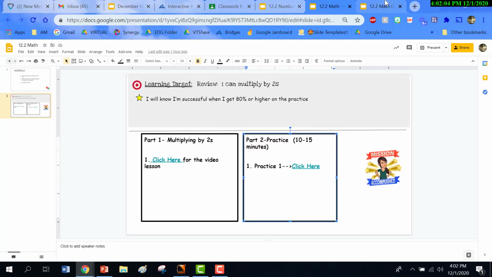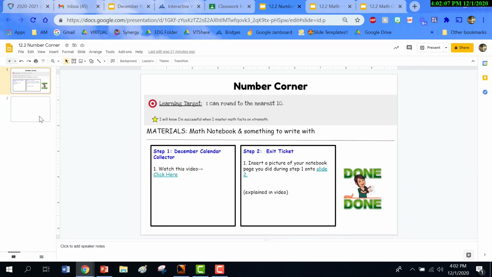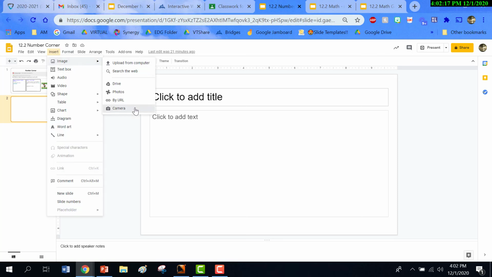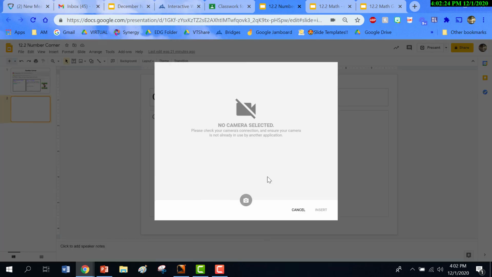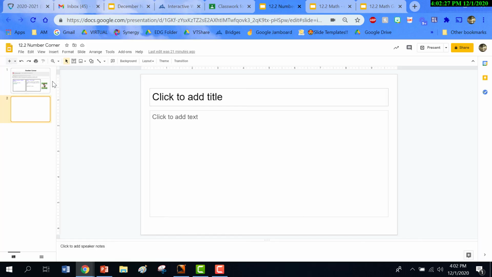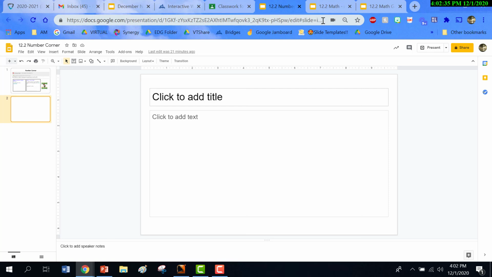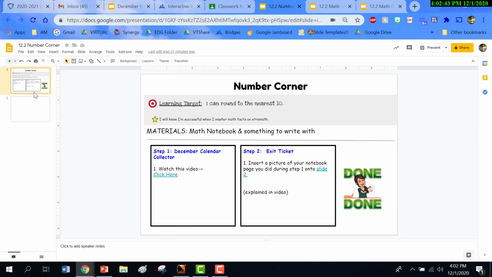All right, so that is it for Number Corner today. What you need to do now is go to the next page and insert a picture of this so that I can see that you have done it. So you push Insert, Image, Camera, your picture will show up there, Insert. If you're having trouble, if there's a red line through your camera up here, it means that you blocked it and you need to allow it. If you're still having trouble, you need to reach out and go to Guardian. We are going to be posting pictures a lot, so you need to figure out how to do this. We're in December. We've been doing it a lot. I will not accept this without a picture, so I need to see evidence or proof.